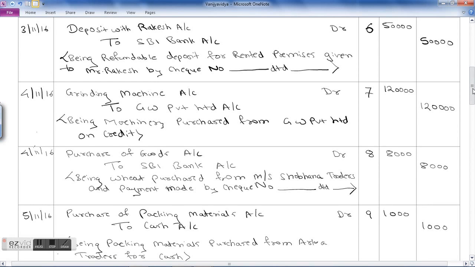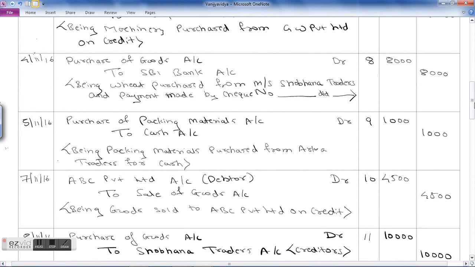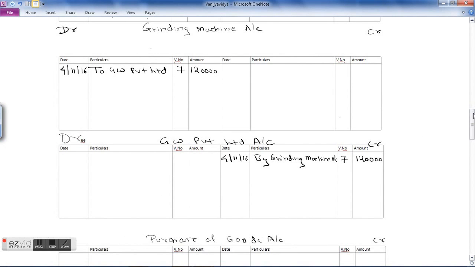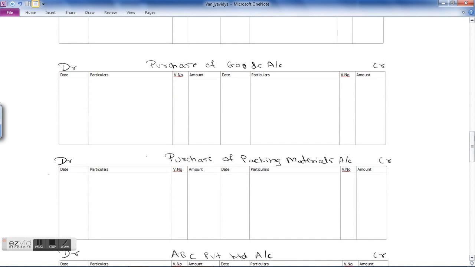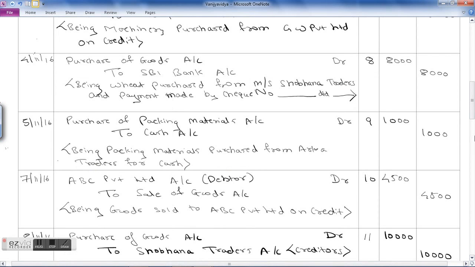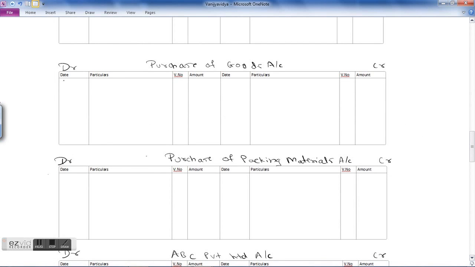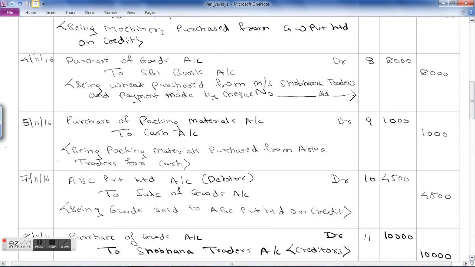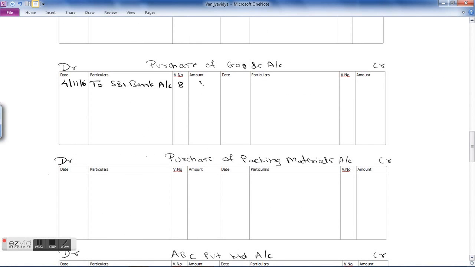Okay, purchase of goods account debit to SBI bank account. Let's go. Purchase of goods account debit. So on the debit side, a purchase of 4/11/2016 to SBI bank account. Okay, what is the voucher number? Voucher number is 8. Okay, and how much is the amount? 8,000. Now the second effect will be on SBI bank account credit side.